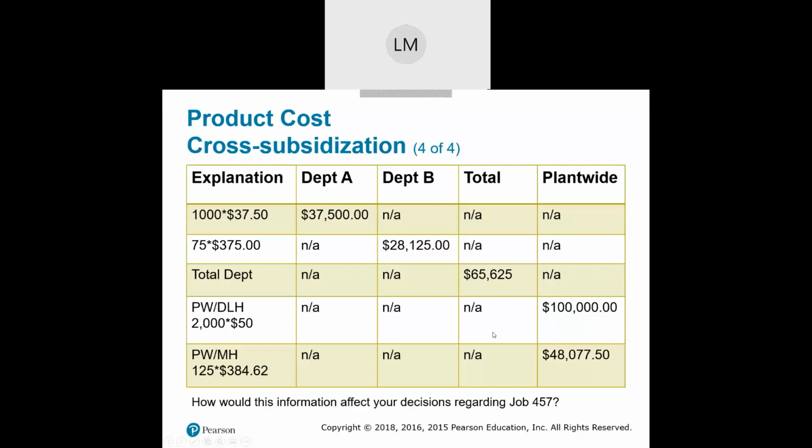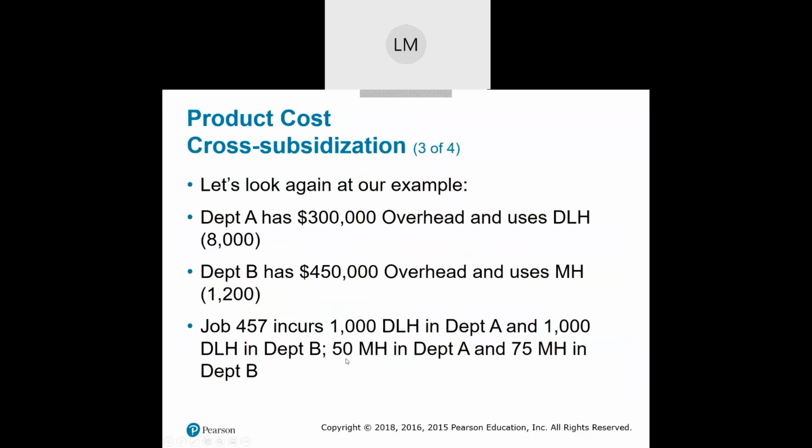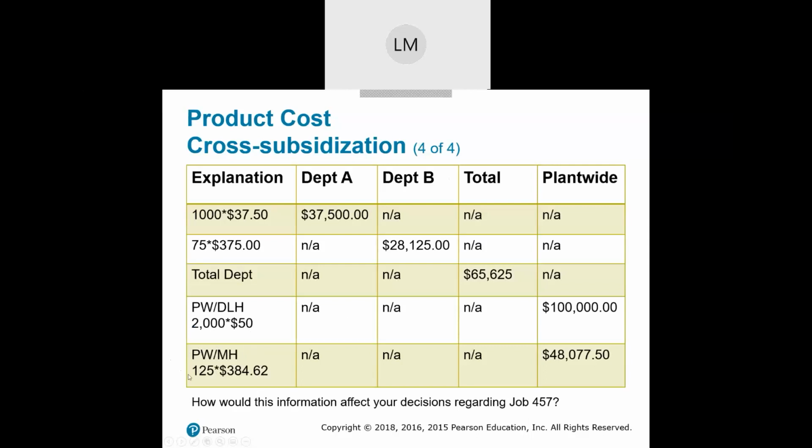Now let's look at machine hours. We had 50 machine hours in Department A, 75 machine hours in Department B, so we incurred a total of 125 machine hours. Now, based on that machine hour cost rate of $384.62 we calculated earlier, we're going to assign overhead of $48,077.50. What do we notice here between all three systems? The departmental rate, the plant-wide rate based on direct labor hours, and a plant-wide rate based on machine hours. We see a wide variance, a wide fluctuation.